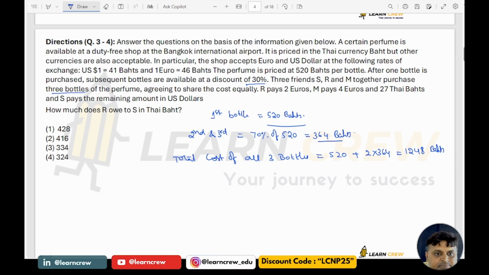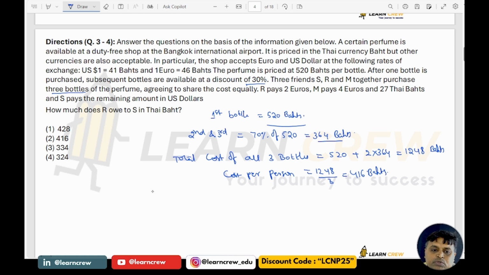Now, 3 friends purchased 3 bottles, agreeing to share the cost equally. Thereby for 3 persons it is 1248. So, cost per person is 1248 by 3, which is 416 bahts. Per person 416. And it is given that R pays 2 euros, M pays 4 euros.